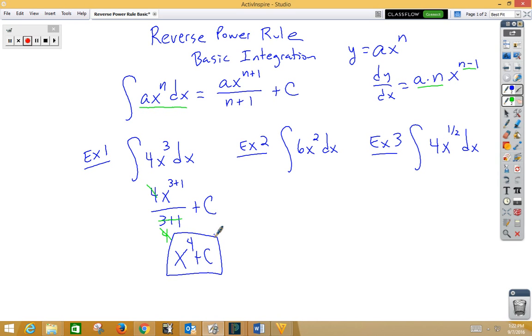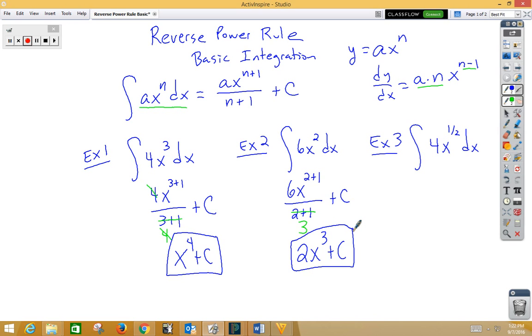In example 2, again, reverse power rule, 6x to the 2 plus 1 divided by 2 plus 1 plus c. Well, 2 plus 1 is clearly 3, and 6/3 reduces to 2x cubed plus c.